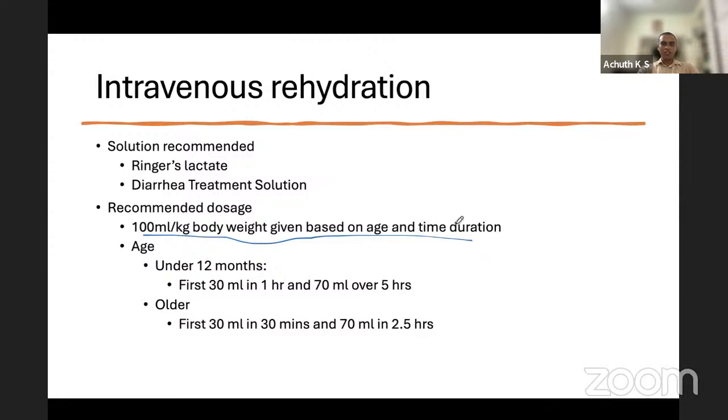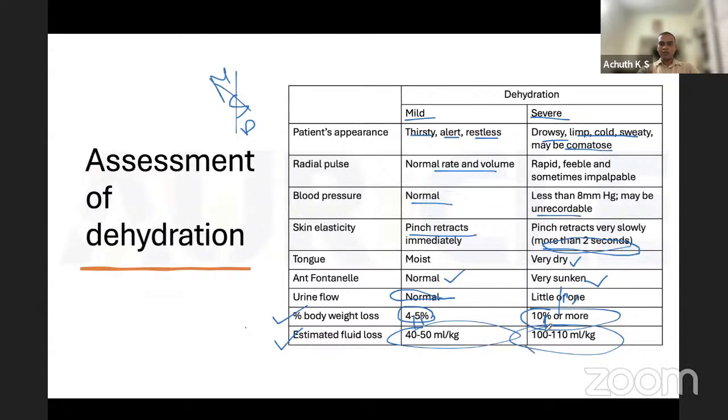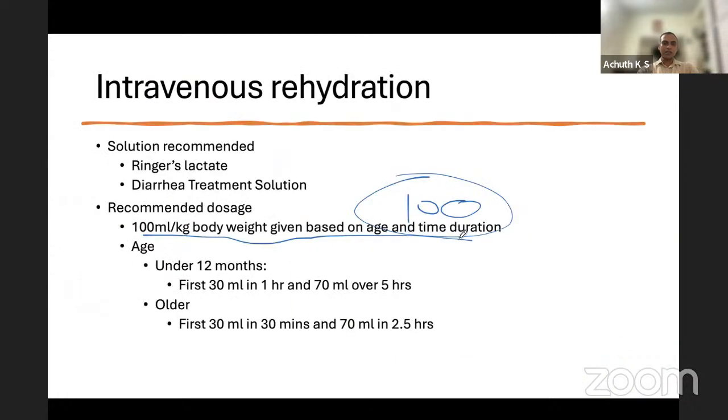Remember, at any age, it is 100 ml. And when you give this 100 ml, please do remember from your previous slide that the fluid loss is 100 ml per kg. The same 100 ml per kg body weight is replaced here. And severe dehydration requires IV fluids, not the mild ones. So 100 ml per kg body weight is given for all the children, whatever the age group is.